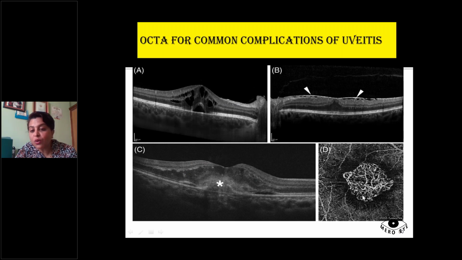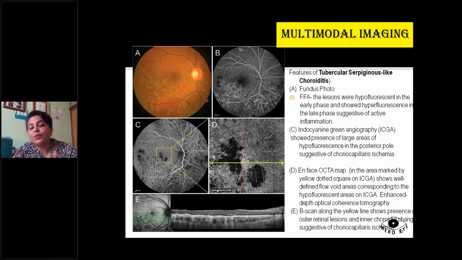Let me add on. This was how nicely the OCTA had picked up the CNVM, the choroidal neovascular membrane, in a patient with inflammatory vasculitis. But this might need separate instruments, like you need to do OCT, then fundus photo, separately FFA, ICG. That may not be possible all the time.